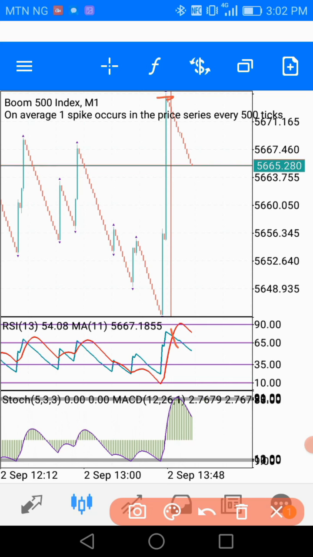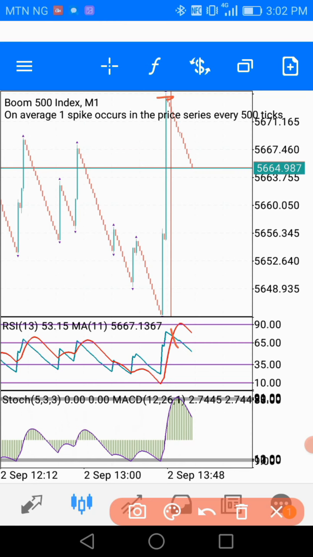But if it is on Boom 1000 and Crash 1000, you are taking 10 candlesticks. You can take between 7 and 10, but a maximum of 10 candlesticks. The market can still trend for a longer time, but we're talking about minimizing our losses and maximizing our profits here. So you take your 10 candlesticks for 1000 pairs, and then 5 candlesticks maximum for 500 pairs.